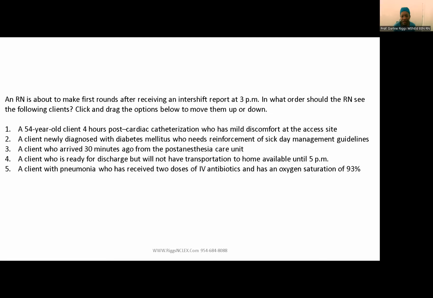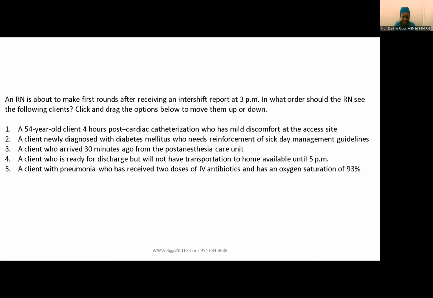4 is my IV antibiotic with a 93 sat. That's my second client I would see. I'm sorry, which is number 5. And the next one would be number 1, my post-cardiac cath client. Okay, so I'm between the diabetic that needs teaching, right? Needs reinforcement, sick day management guidelines, yep, and my discharge.